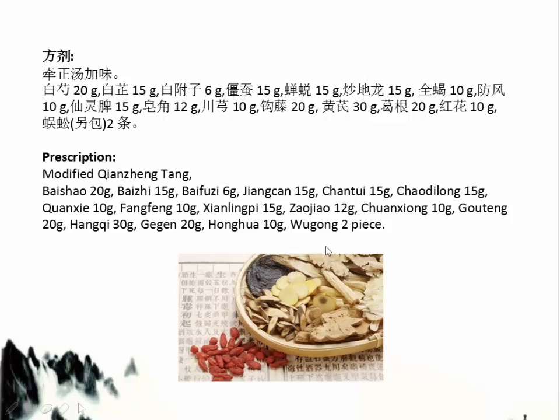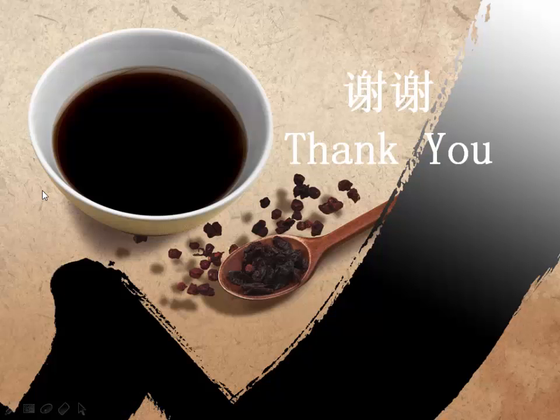Xianlin pi zao jiao. Not sure why they're using this here. Chuan zhong, gou teng, huang qi. Huang qi raises up to the head and face. Gou teng is more for interior wind. Gugen clears exterior wind cold. And then there's Honghua and Chuanzhong. With these, we want to move the blood a little bit because there is a certain amount of poor circulation of qi and blood. Clear?